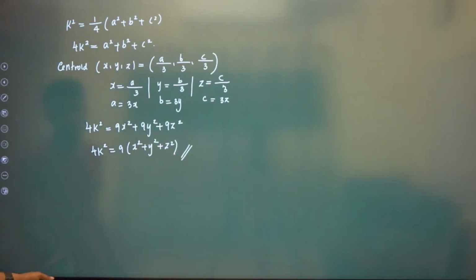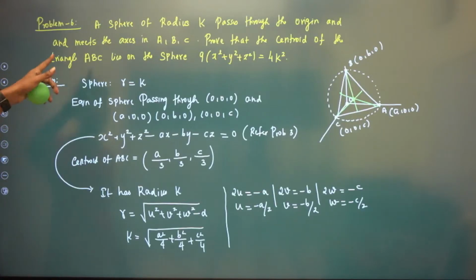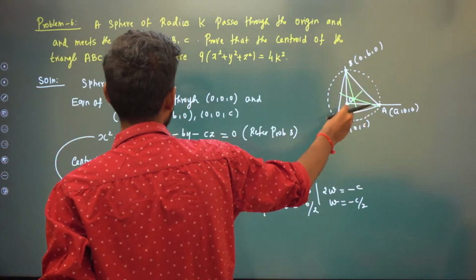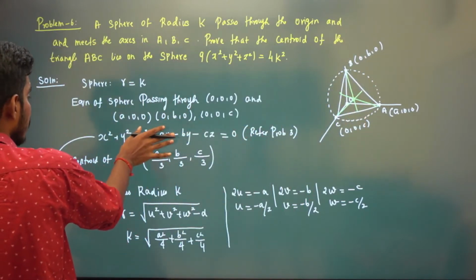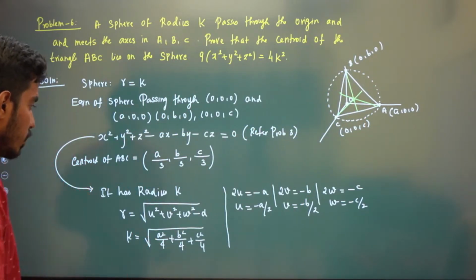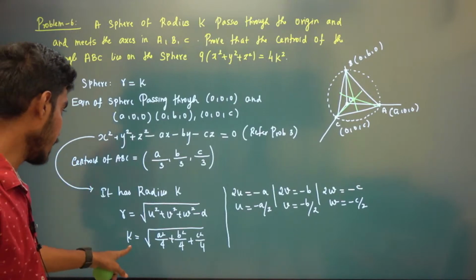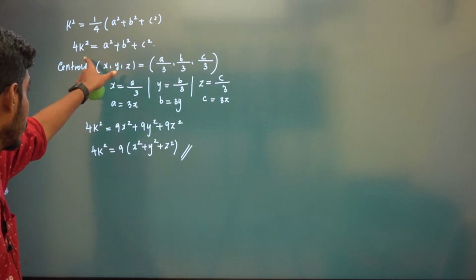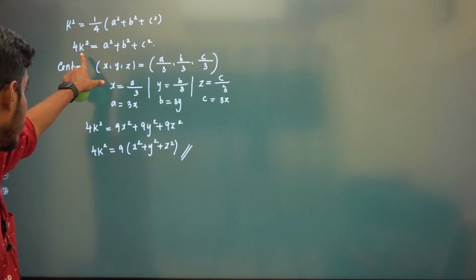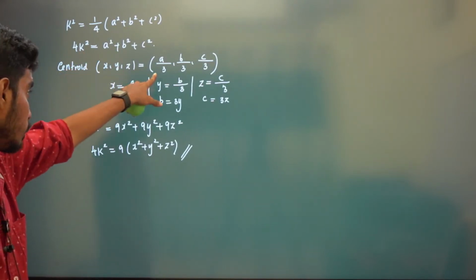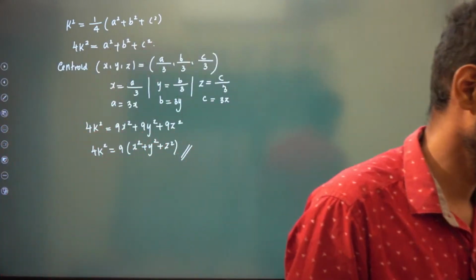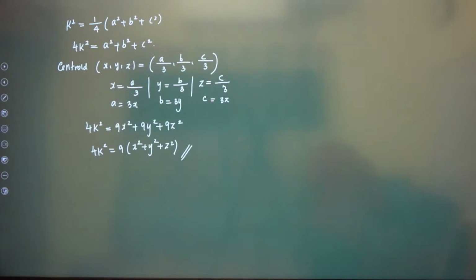This is what we need to prove, right? Very simple problem. So a sphere of radius k passing through origin and these points. So that means that the equation is this, and the radius, we know the formula, right? So radius is given to be k. Now this is the sphere radius. Now centroid is, we know, substitute back here. You will get that the centroid lies on the sphere. Okay.